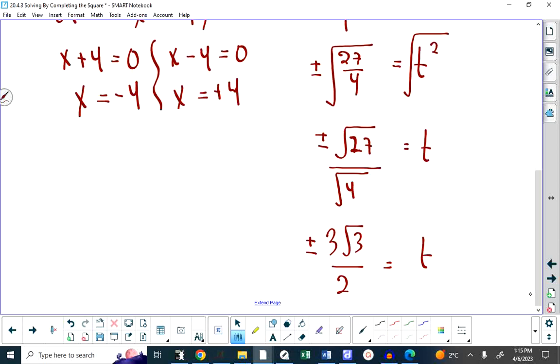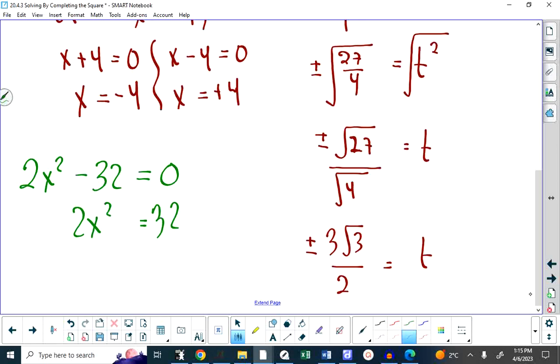Could we have done the same thing with the equation in A? The equation in A was 2x squared minus 36 minus 32 equals 0. Am I right? Okay. Could we have said, well, I'm going to move the 32 to the other side, I'm going to divide both sides by 2, and then solve that equation for x?